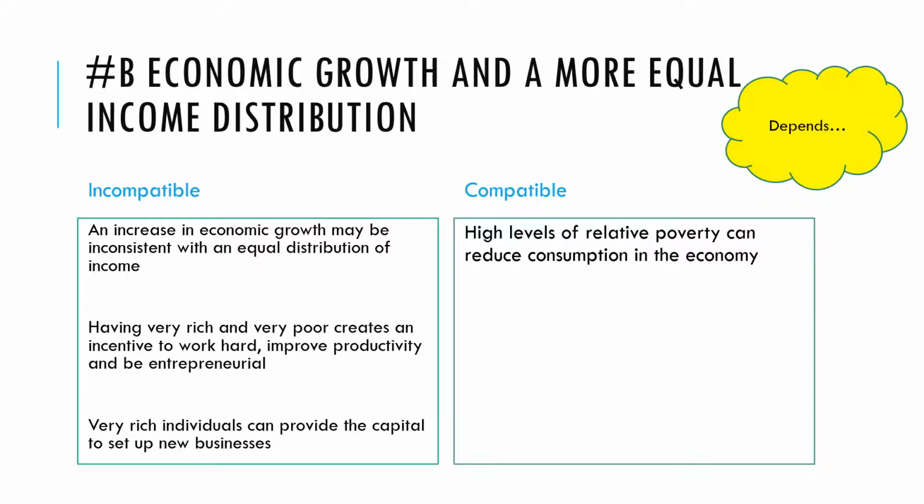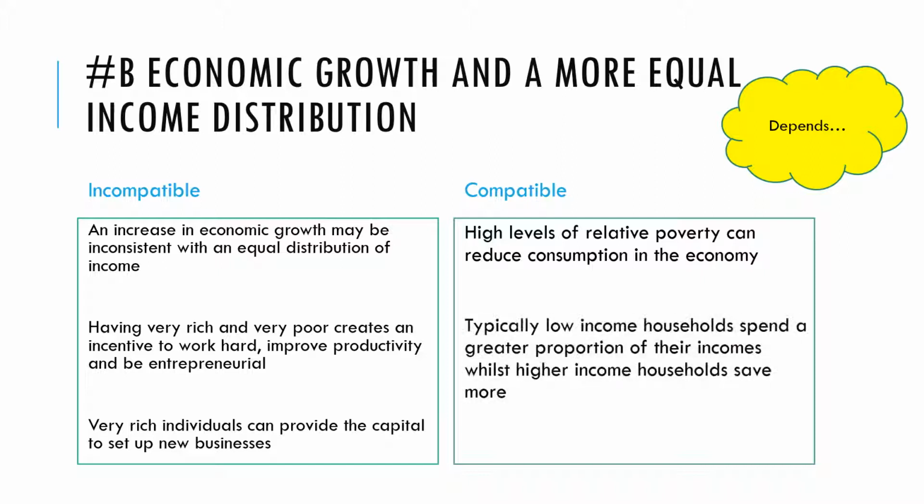On the flip side, you might say they're incompatible because if there are high levels of relative poverty and unequal distribution of income, this can reduce consumption in the economy. This is particularly the case because low-income households tend to spend a greater proportion of their incomes, whilst higher income households tend to save more. So again, this one really depends.